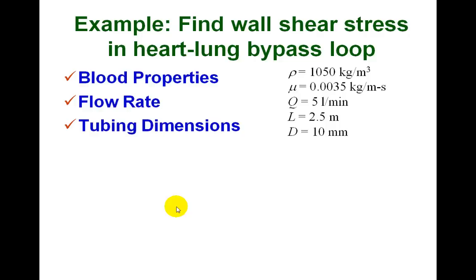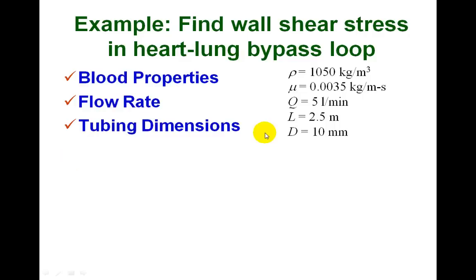Now this type of circulation of the blood through a machine needs to be done carefully to avoid damaging blood flow components, and so as we run the blood through this machine, we want to keep the shear stress at a reasonable level. So that's done by controlling the relationship between flow rate and the diameter of the tubing.